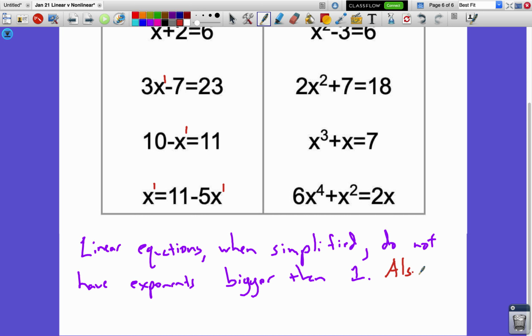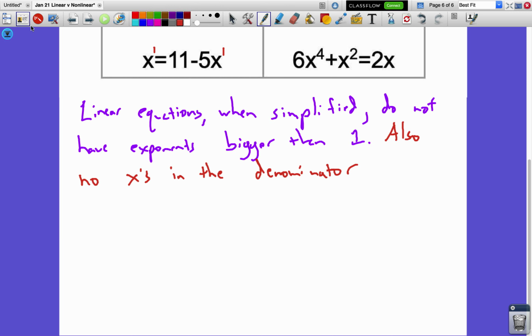All right. Also, no x's in the denominator. If your equation is a fraction, the x has to be on the top for it to be linear. So let's practice with this a little bit. Let's just practice sorting some equations.